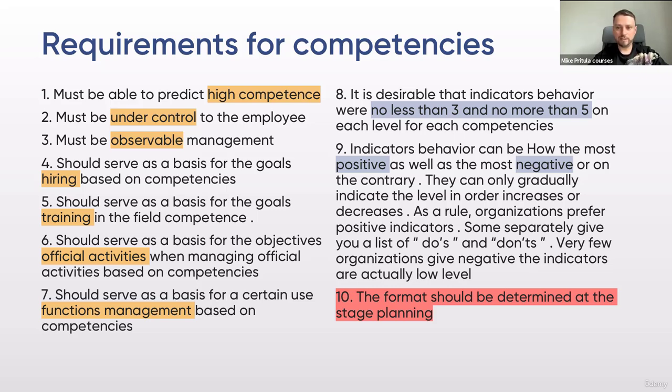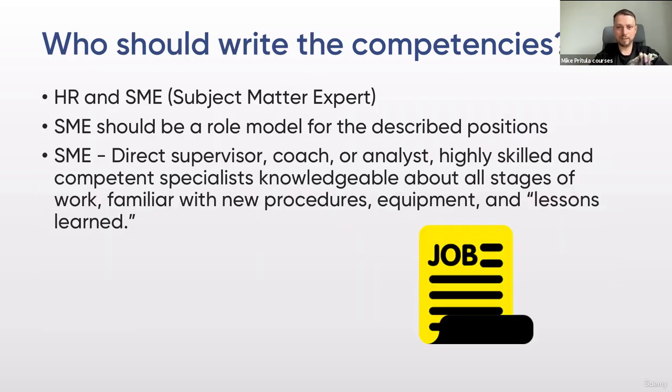Ideally, there should be no fewer than 3 and no more than 5 behavioral indicators at each level for each competency. And these behavioral indicators can be either very positive or very negative, or vice versa. There you go. The format should be determined during the planning phase. That means you need to develop a format in advance in which everything will be described, so that everything described later corresponds to it. Who should write the competencies?